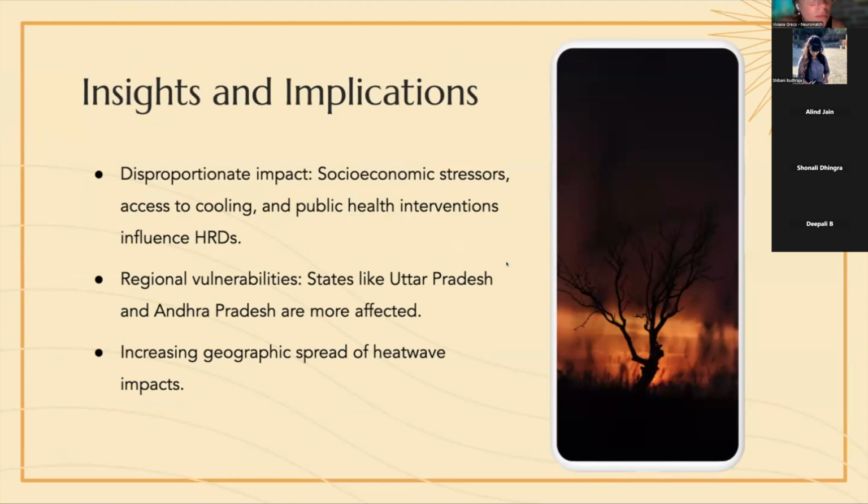So from our findings, several key insights emerge. Firstly, socioeconomic factors, infrastructure disparities, and public health interventions significantly influence heat-related deaths. The disproportionate impact observed in certain states highlights regional vulnerabilities that require tailored strategies. Also, the increasing geographic spread of heat wave impacts suggests that new areas are becoming vulnerable over time. And effective mitigation measures, including improved cooling infrastructure, early warning systems, and policy interventions, are essential. Now let's move on to summarizing our conclusions.